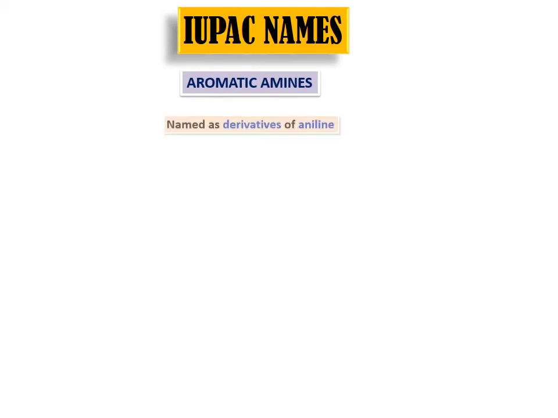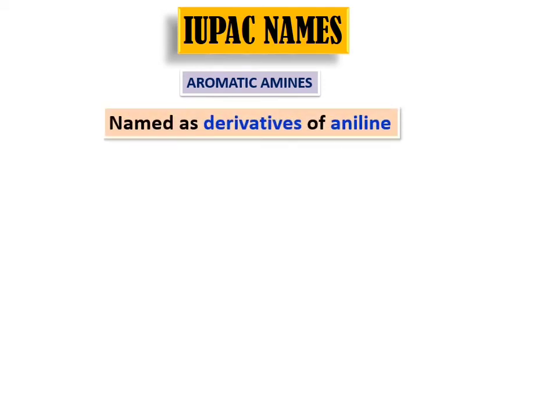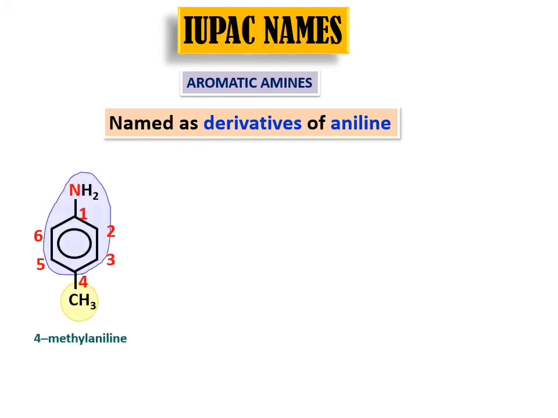Okay, next kita tengok IUPAC name for aromatic amine. Okay, for aromatic amine, the parent name should be aniline. Wajib. Nampak je N directly bond with benzene, parent name should be aniline. Okay, I give you the example here. So boleh lihat dekat sini kita ada 4 methyl aniline.